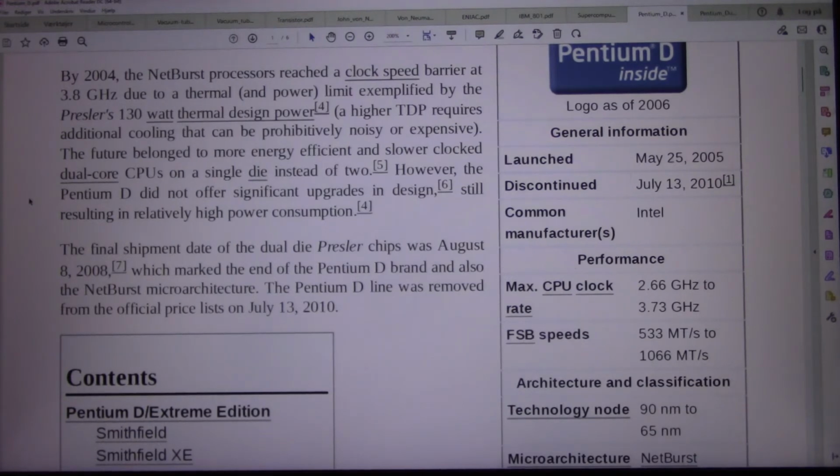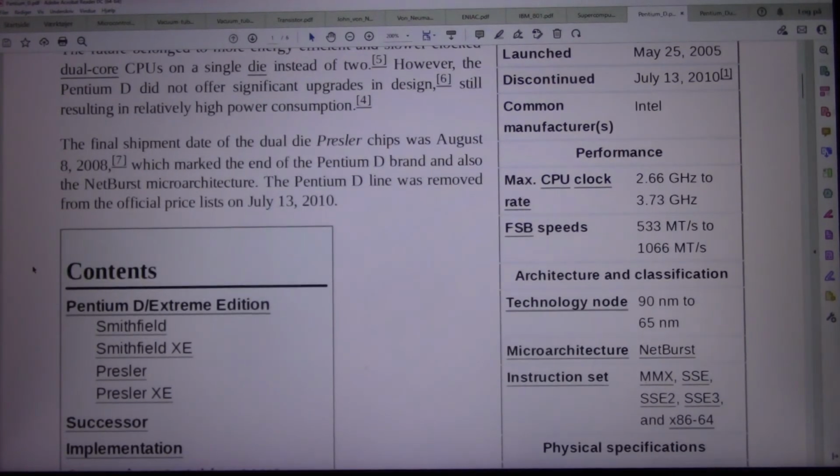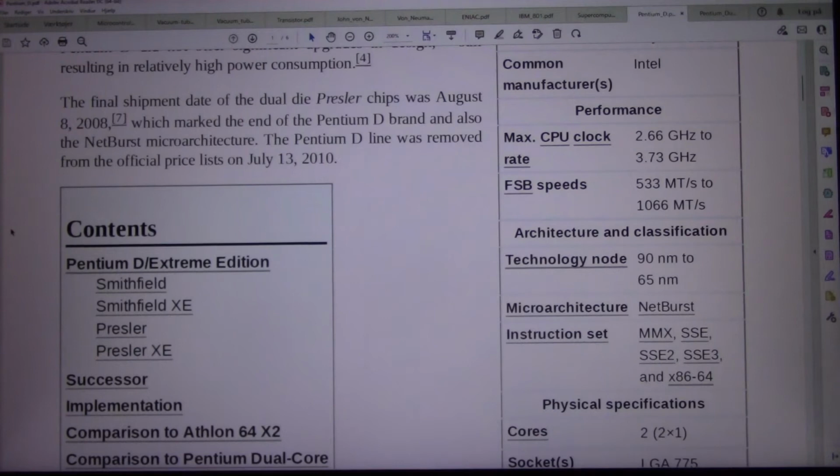However, the Pentium D did not offer significant upgrades in design, still resulting in relatively high power consumption. The final shipment date of the dual-die Presler chips was August 8, 2008, which marked the end of the Pentium D brand and also the NetBurst microarchitecture. The Pentium D line was removed from the official price lists on the 13th of July, 2010.